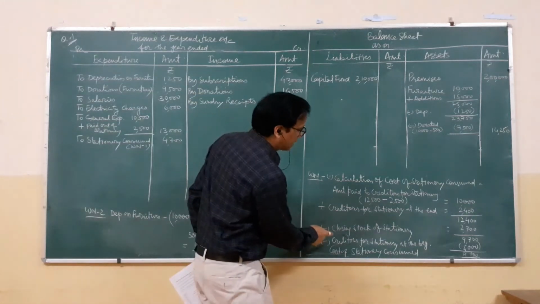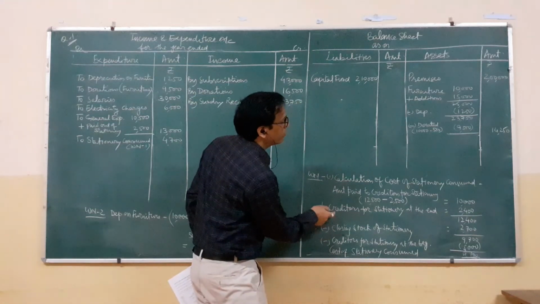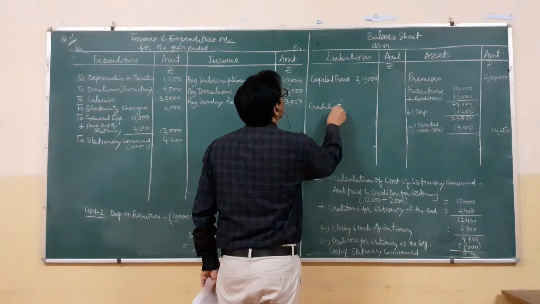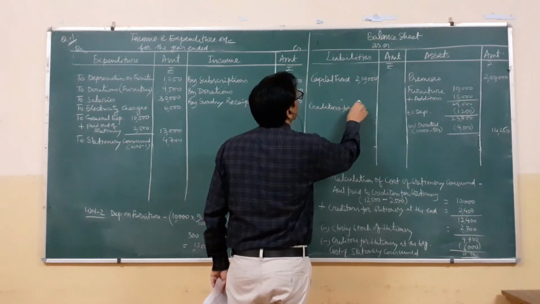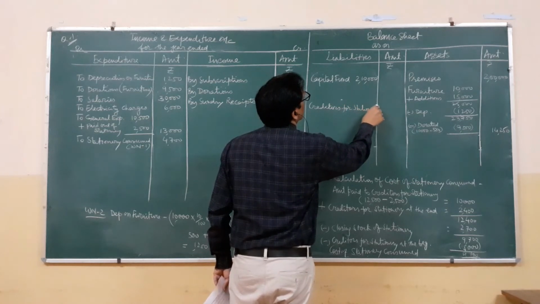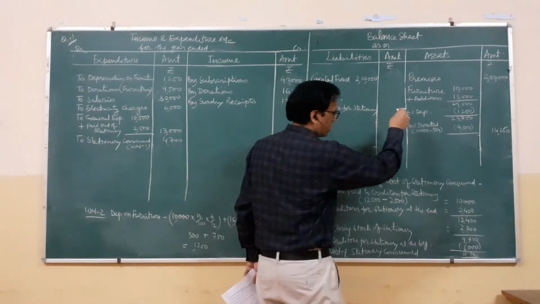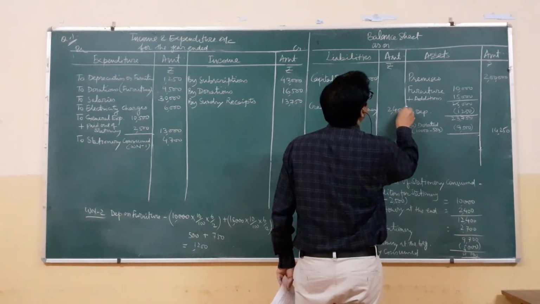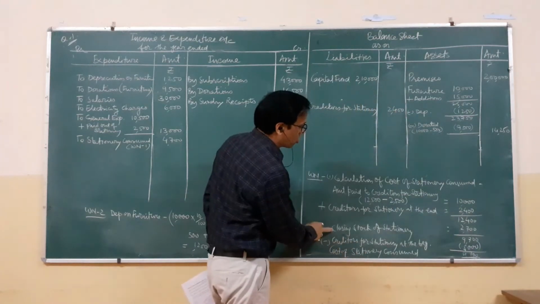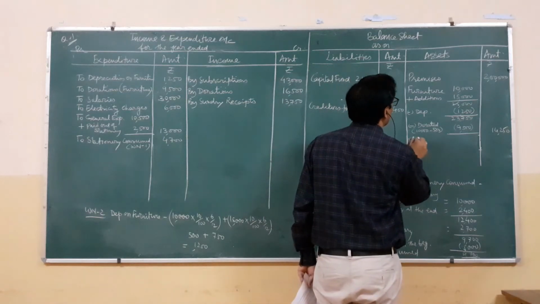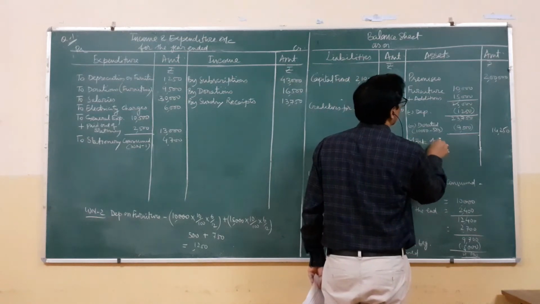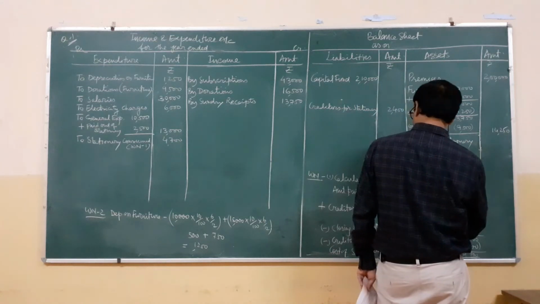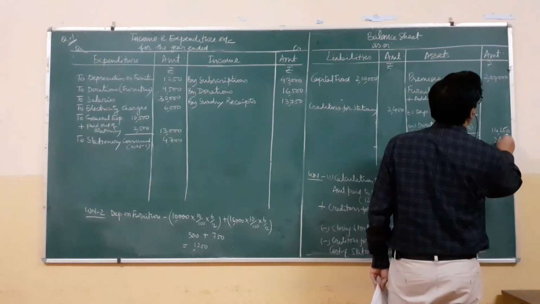Now, this creditors for stationery at the end will be taken to the liability side here. Creditors for stationery we take. It was creditors for stationery 2,400. Then this closing stock of stationery we take on the asset side. Stock of stationery. This is how much? 2,700.